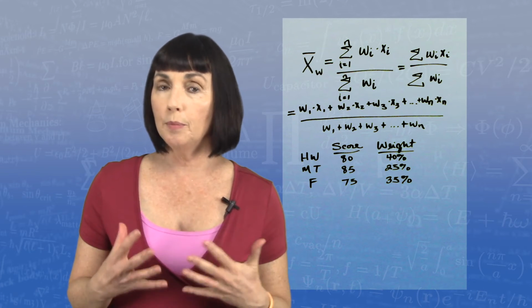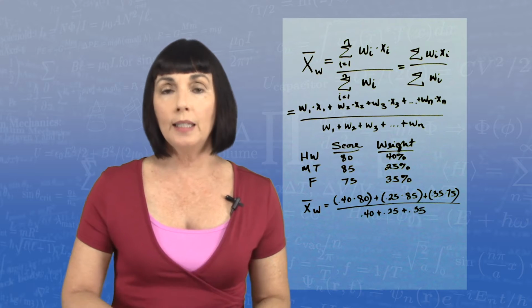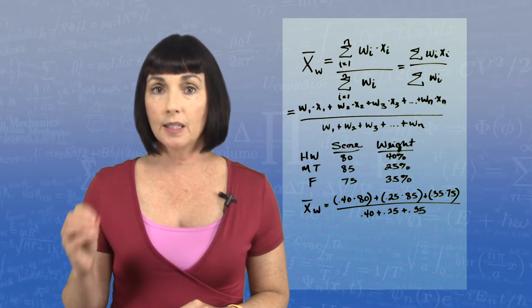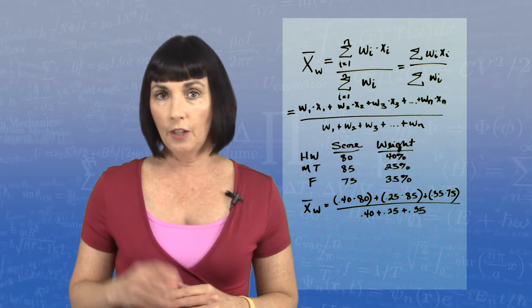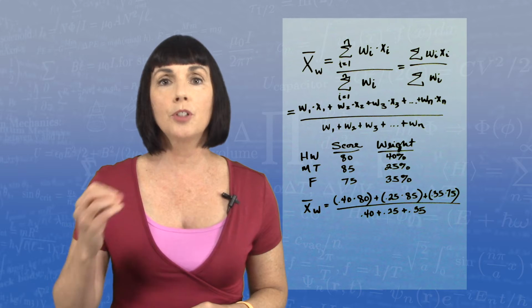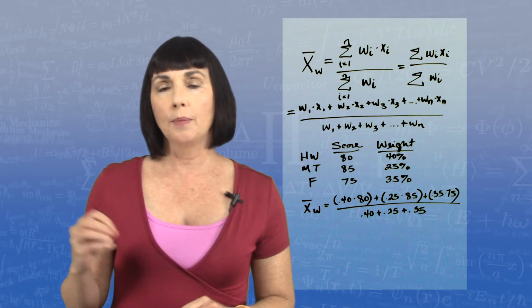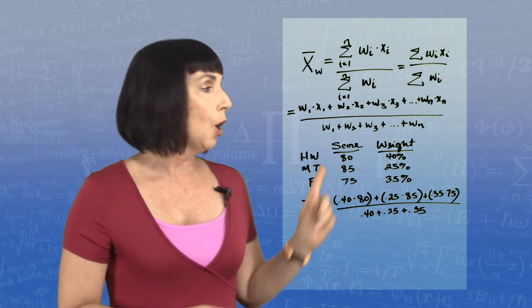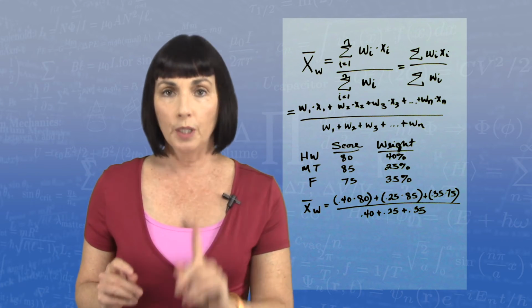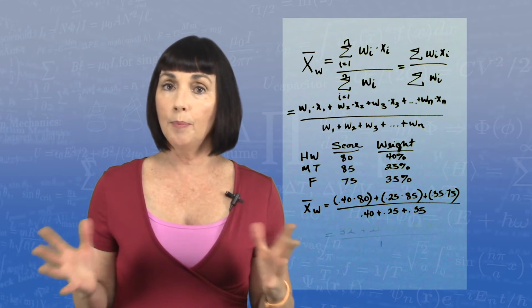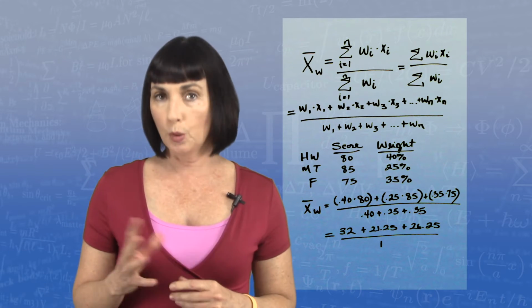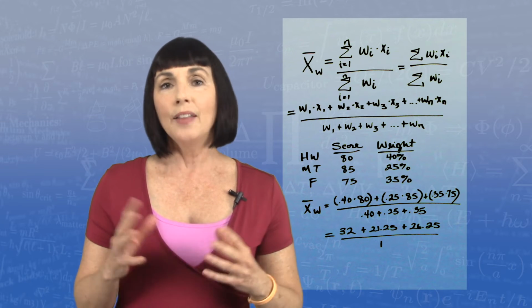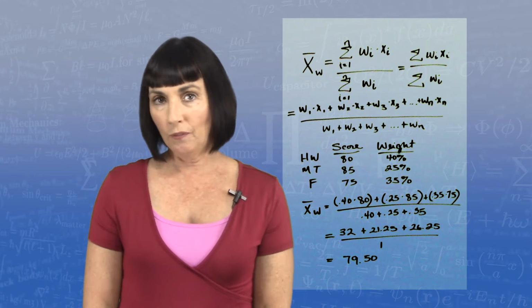All right, so our weighted mean will be the first weight times the first score, 0.4 times 80, plus the second weight times the second score, 0.25 times 85, plus the third weight times the third score, 0.35 times 75, all over the sum of our weights. So over 0.4 plus 0.25 plus 0.35. Okay, so on the top we get 32 plus 21.25 plus 26.25 all over 1. And that turns out to be 79.5.